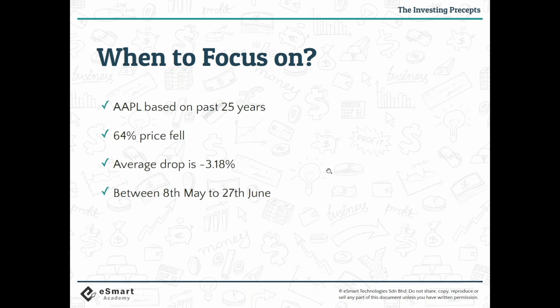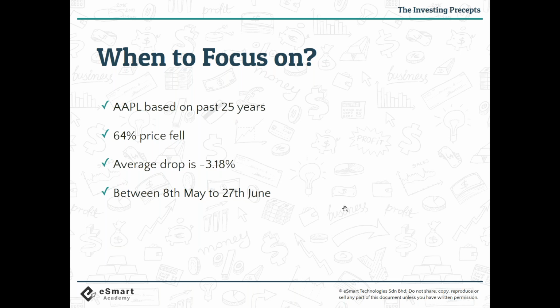Apple over here, the idea is when to focus. I'm using the different principles that I have shared with you in this analysis. The fundamentals are solid for Apple, I think all of you should know by now. As for valuation, there's really no way to value Apple based on value investing, so I'm basing on seasonality to give you some statistics. Based on the past 25 years of data, which includes the dot-com bubble in 2000 and the 2008 financial crisis, there's a 64% probability that during 8th of May to 27th of June, Apple's price dropped, and the average drop was 3%.